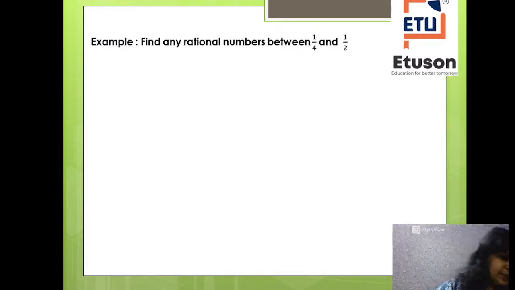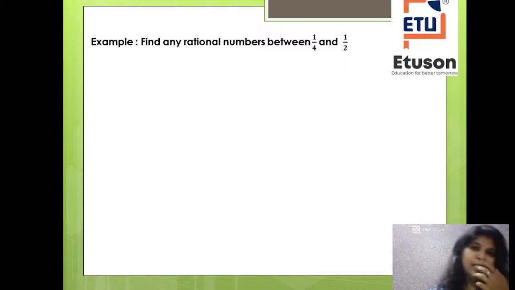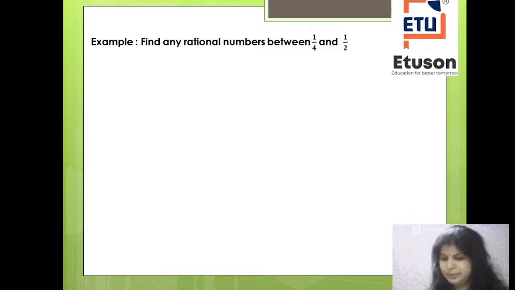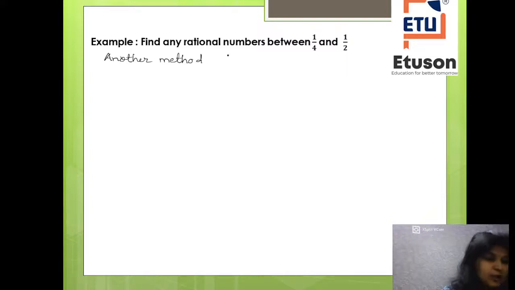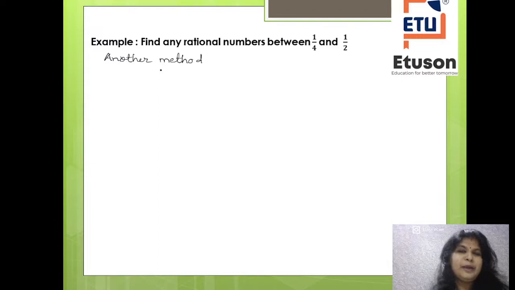Find any rational number between 1 by 4 and 1 by 2. For any problem of this kind, it is not the case that every time you can convert it into a fraction and only then find the rational number in between. There is another method, a new method, which I am going to tell you, to find a rational number between two numbers. You will find the average or midpoint of the two numbers.